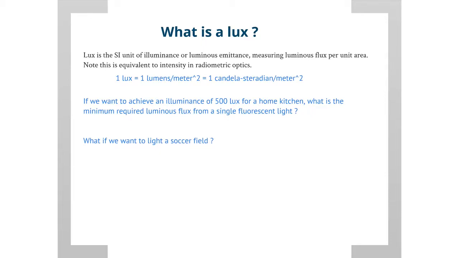Now, what is a lux? Lux is the next unit we need to think about, which is related to irradiance or luminance or luminous emittance. There's lots of names to it. Okay, so lux is the SI unit of illuminance or luminous emittance, measuring essentially luminous flux per unit area. So it's lumens per unit area. Okay, this is equivalent to intensity.